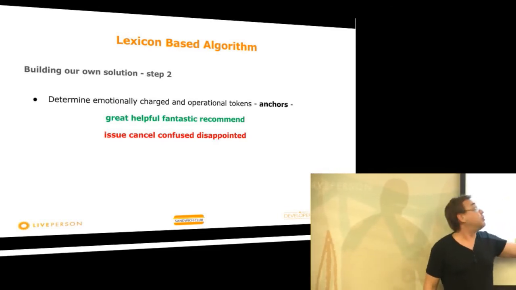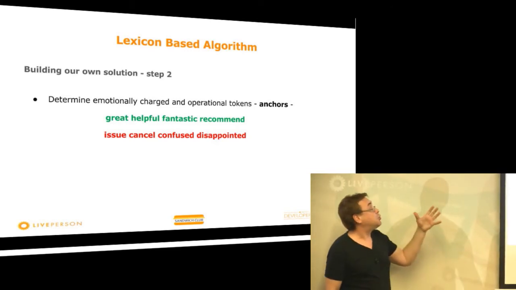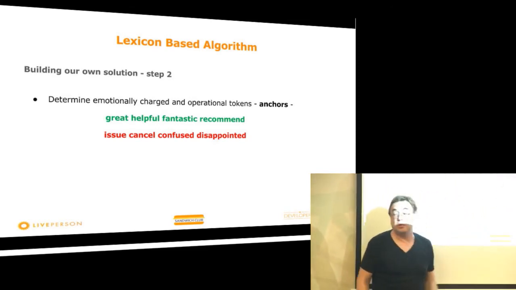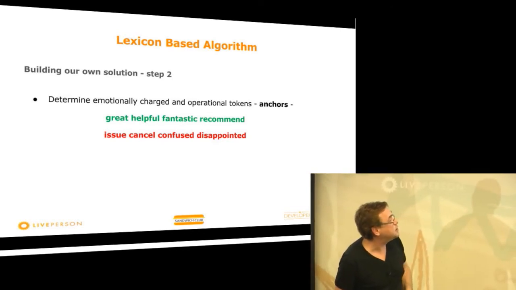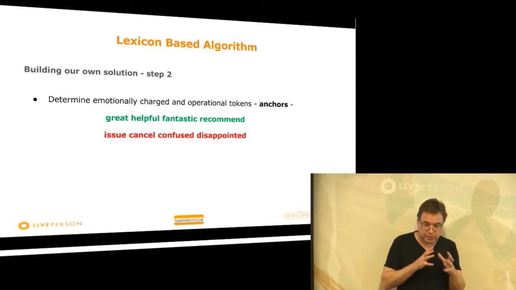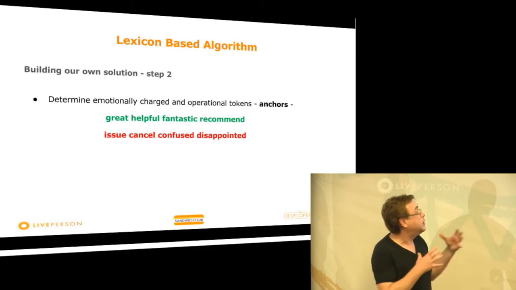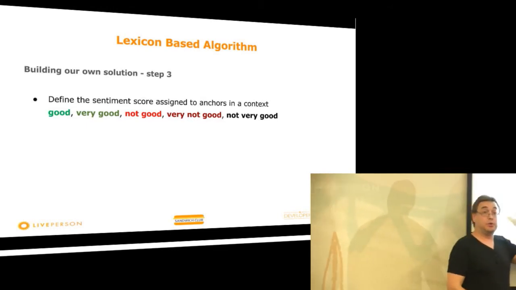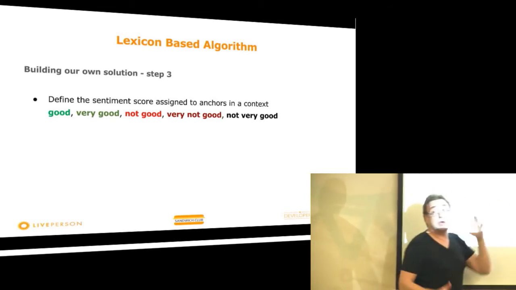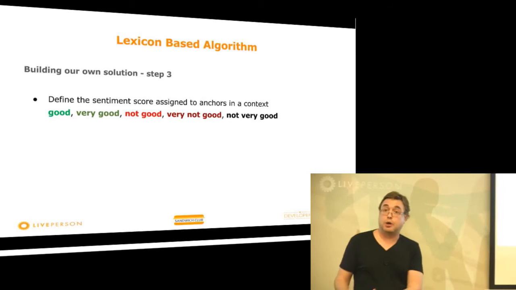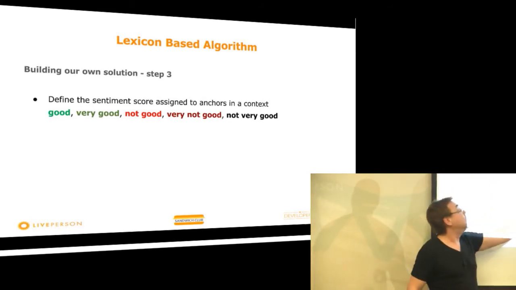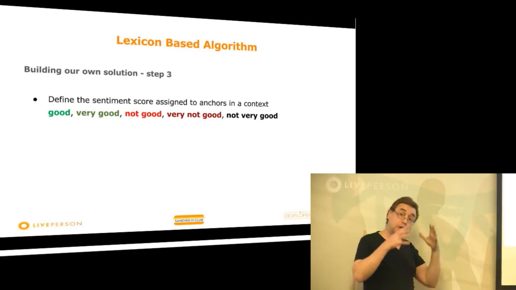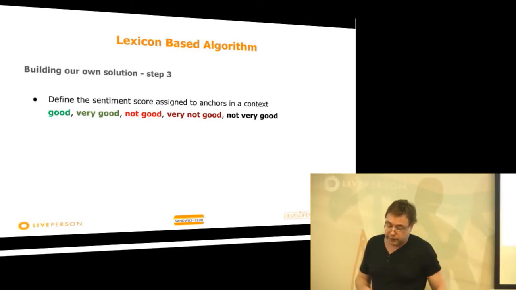So here are some positive examples: great, helpful, fantastic. These words may be emotional, and they may be operational: cancel, refund, etc. So emotion can be decoded in these operational words. Next, we should consider these words in context. Good is good, but not good is bad. By context we mean either negation or amplification of the word, or their combination. So there are 5 possible contexts of a word which eventually define the sentiment score of this word.